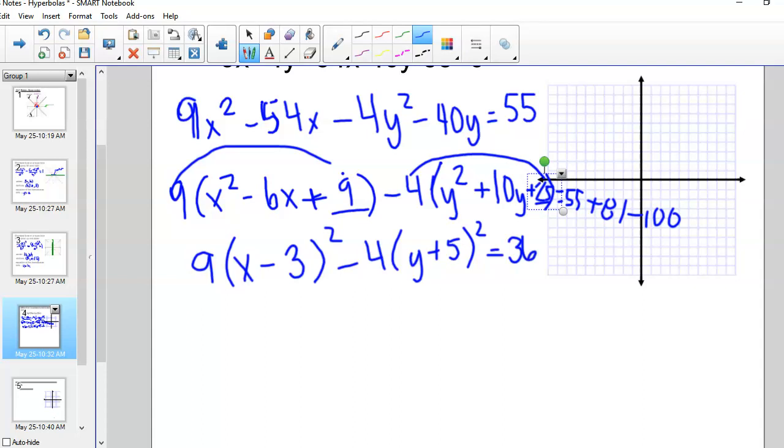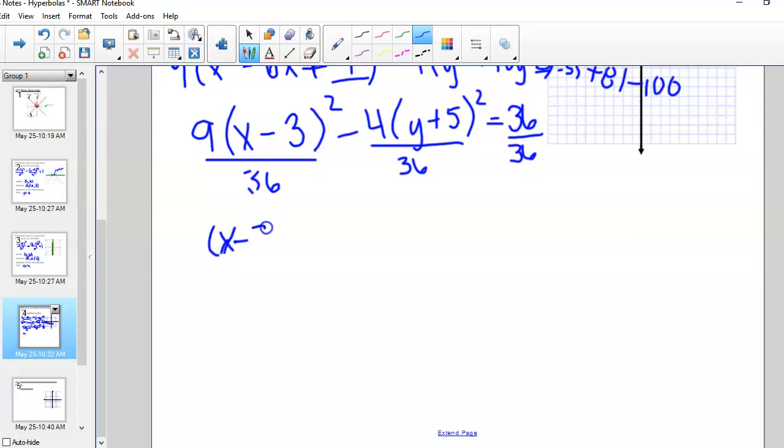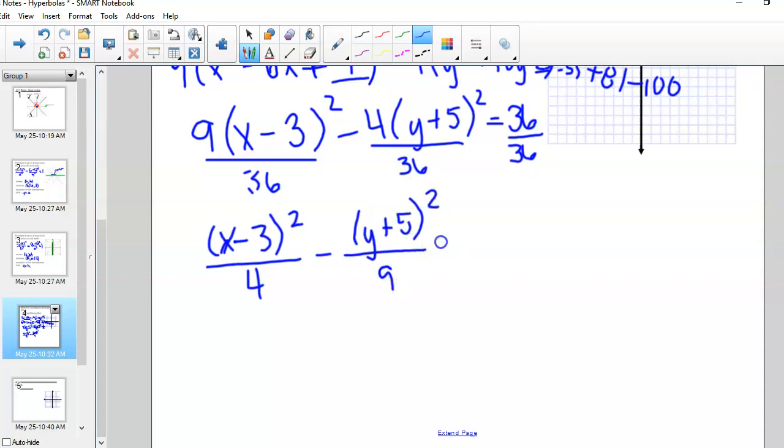And so just like with an ellipse, we want these to equal 1, so we need to divide everything by 36. And so when we do that, 9 over 36, that reduces, we get x minus 3 squared over 4. And then we're going to get y plus 5 squared over 9, and that equals 1. So that gives us our standard form of the hyperbola.